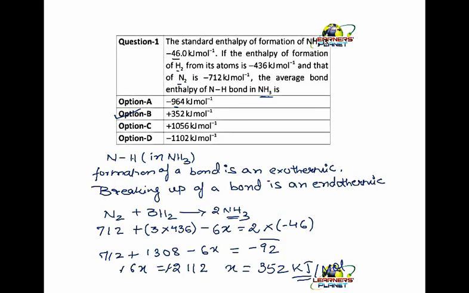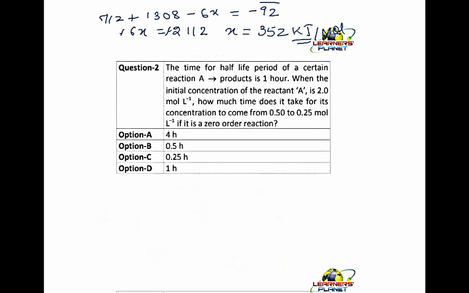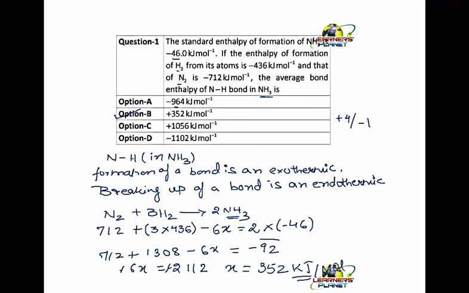So this was your question. The marking scheme for this question was +4 and -1. If you're marking correct, it's +4, and if you're marking wrong, it's -1. Now let's take up the next question, students. This question was from thermodynamics.